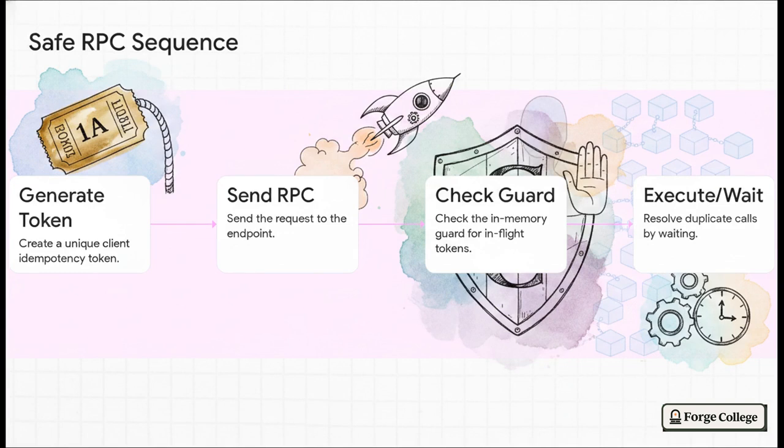First, you generate that idempotency token, your coat check ticket. Second, you send the RPC request. Third, your app checks its in-memory guard to see if a request with this exact token is already in flight. Finally, it either executes the call, or if it sees a duplicate, it actively blocks that second submission and just patiently waits for the first one to resolve.